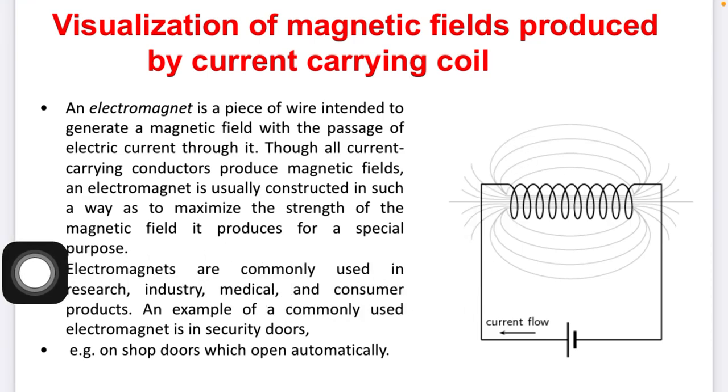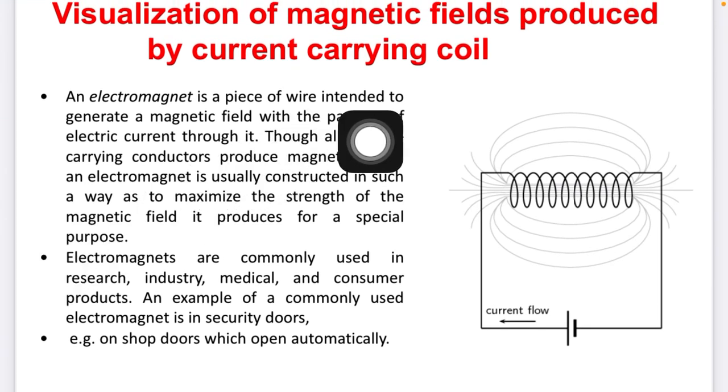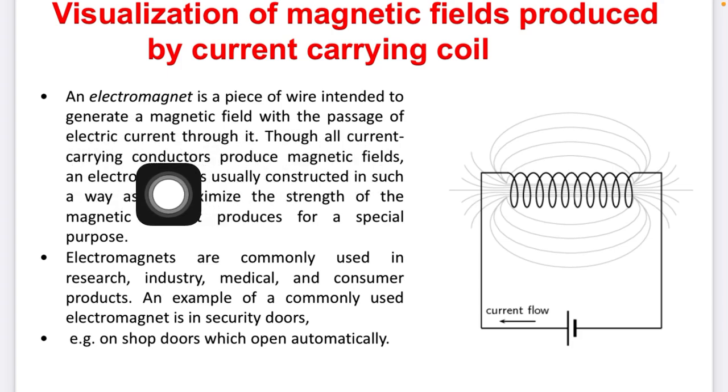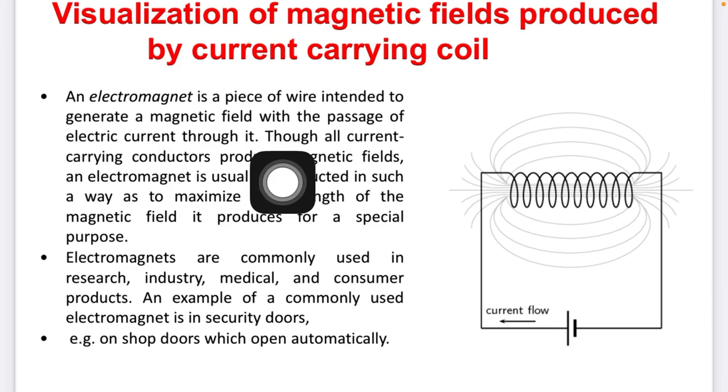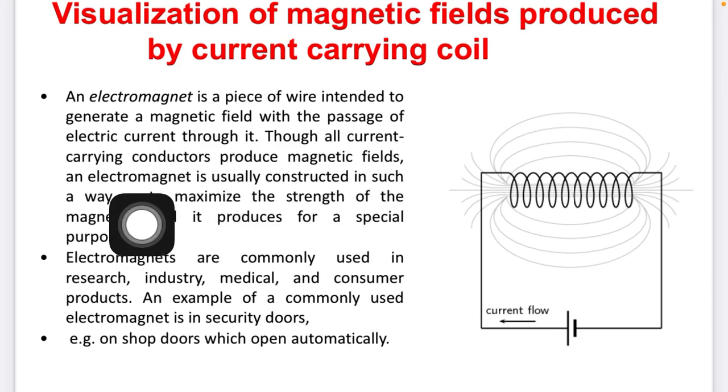So in the case of an electromagnetic field, it's a piece of wire which is intended to generate the magnetic flux when an electric current passes through it. So all current carrying conductors produce a magnetic field.